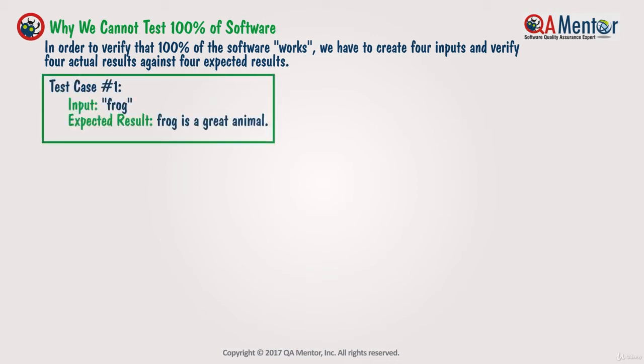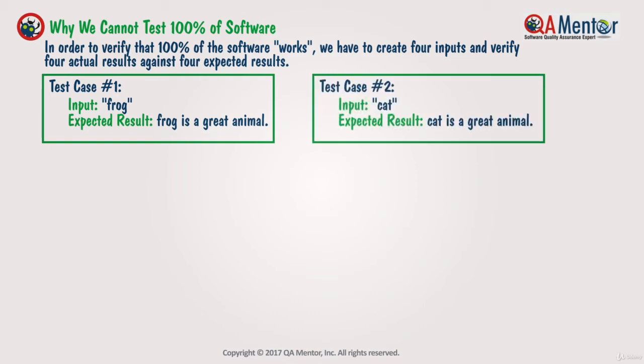In order to verify that 100% of the software works, we have to create 4 inputs and verify 4 actual results against 4 expected results. Test case number 1. Input frog. Expected result: frog is a great animal. Test case 2. Input cat. Expected result: cat is a great animal.